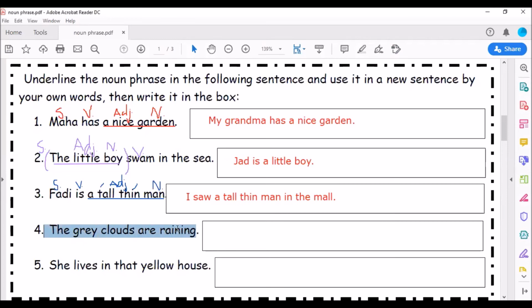The gray clouds are raining. Like I did here, you underline the noun phrase and you write another sentence using the same noun phrase. She lives in the yellow house. Again, so 4 and 5, you have a homework. Done? Okay, let's move to the next page, please. You have another page under this.